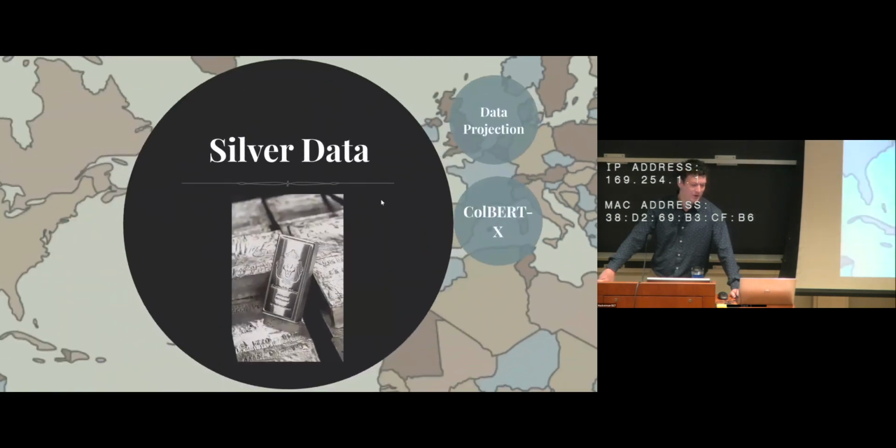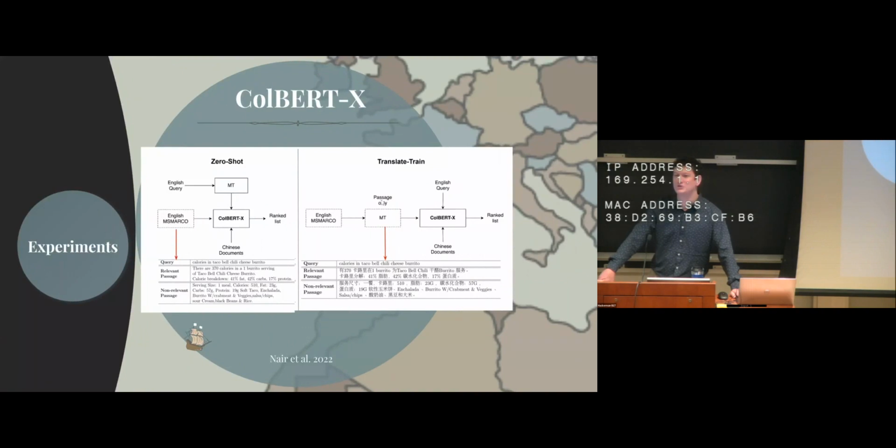And now, I'm going to go back to this Colbert X, and I only showed you half of the stuff before. As we were saying, this worked really well in the zero shot. However, there was another setting that we investigated, which was a translate and train.